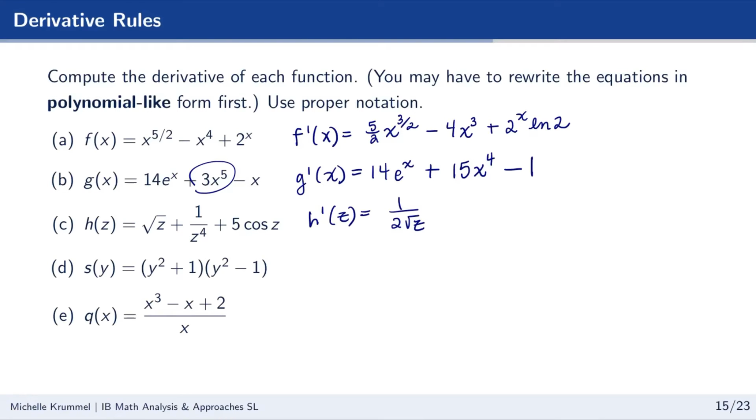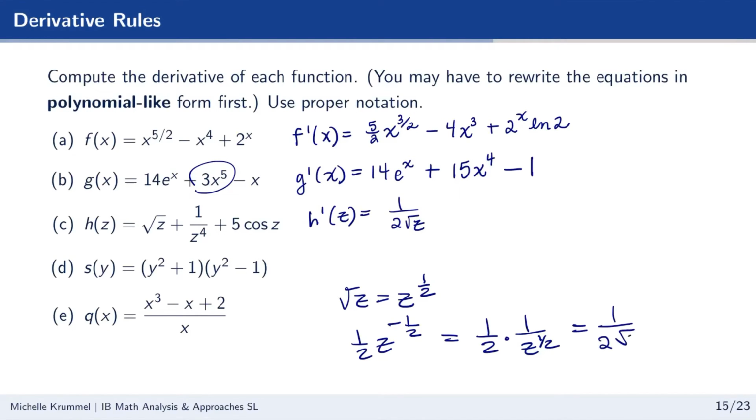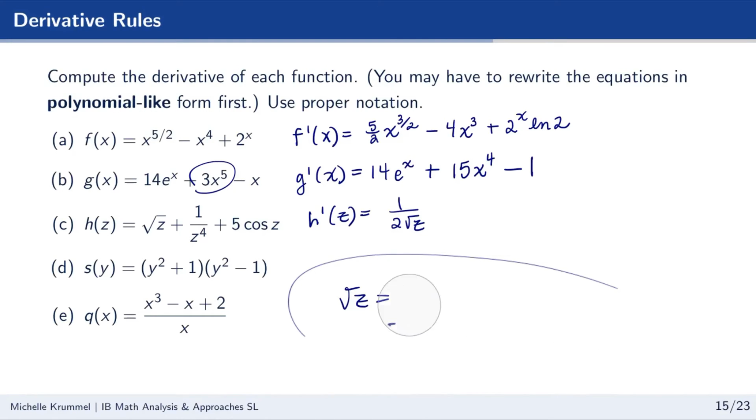Now, if you didn't remember that, you could rewrite the square root of z as z to the power 1/2 and apply the power rule. You'd get 1/2 z to the negative 1/2, and then you'd have to rewrite that as 1/2 times 1 over z to the 1/2. And then you would write that as 1 over 2 root z. Okay, so that's a lot more steps to think about than just 1 over 2 root z. Let's move on to the next term.